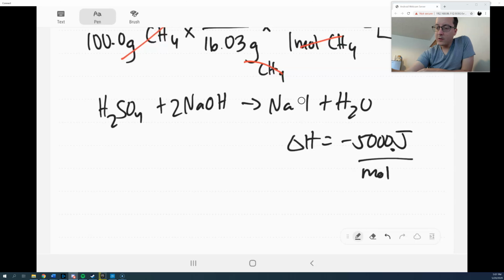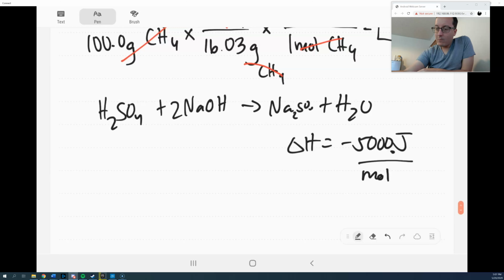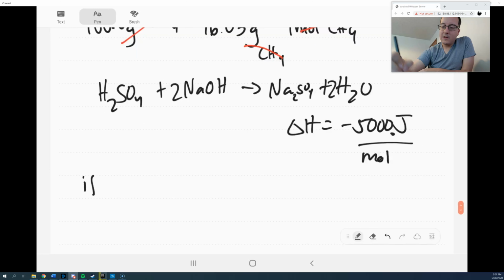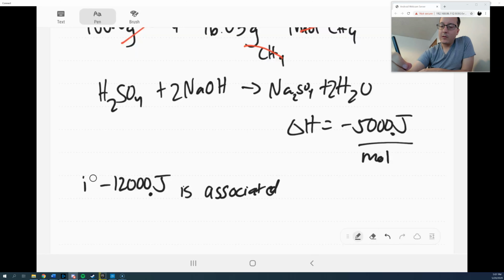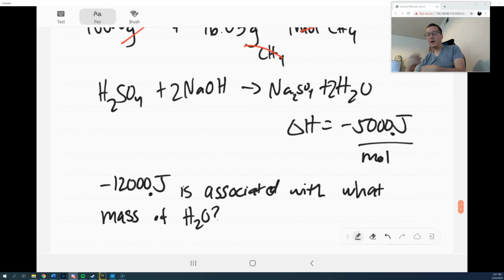Oh, good lord. Okay, so if 12,000 joules is associated, not if, with what mass of water? Another way to say this is if we wanted to release 12,000 joules, how much water would be produced as well?